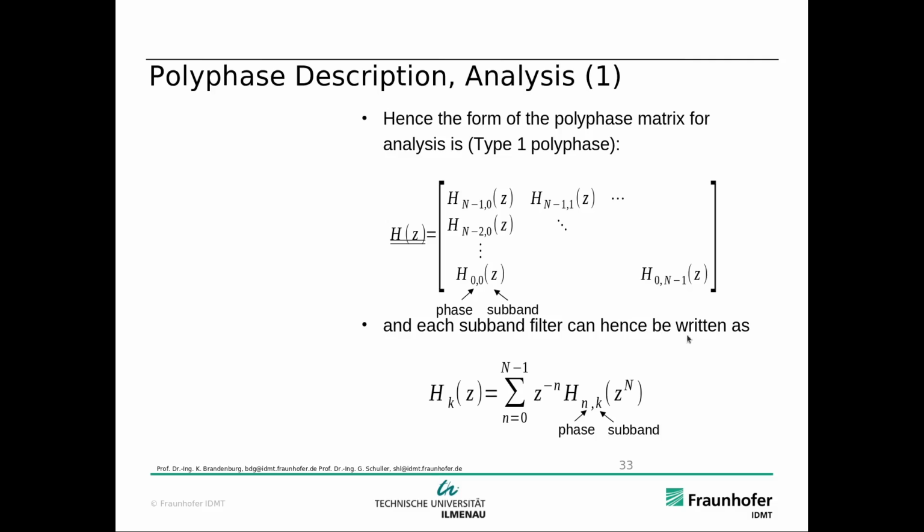And each subband can hence be written as in this formula here. We simply sum up the different polyphase components, each with the corresponding z to the minus n. So here n is again at the higher sampling rate, right? And then we take this h_nk from this polyphase matrix, and the argument is then z to the Nth power. So this is then basically doing the upsampling. So it takes the polyphase components, which are formulated at the lower sampling rate, upsamples them, and basically puts them together through this sum.